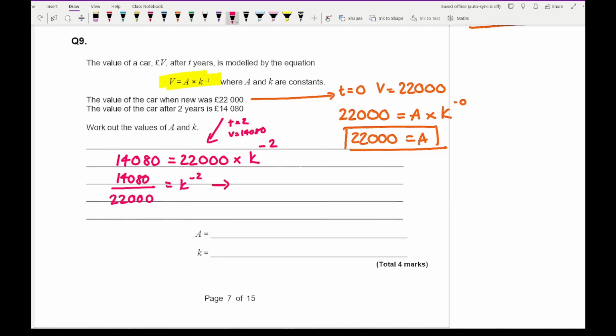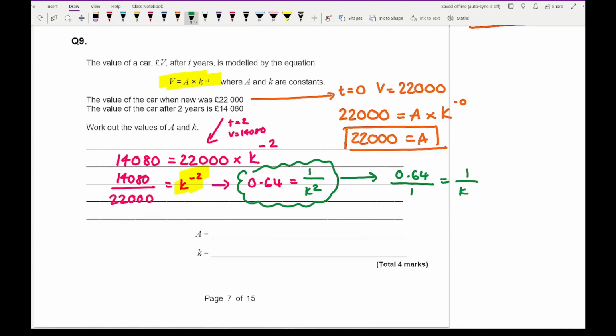Now what does that equal? Well, 14080 over 22000 equals 16 over 25, which as a decimal is 0.64. Now if I just translate this to knowing what it means, that means 1 over K squared. So from this, we can write 0.64 over 1 equals 1 over K squared. Doing a bit of cross multiplying, we get 0.64 K squared equals 1 times 1, which is 1.